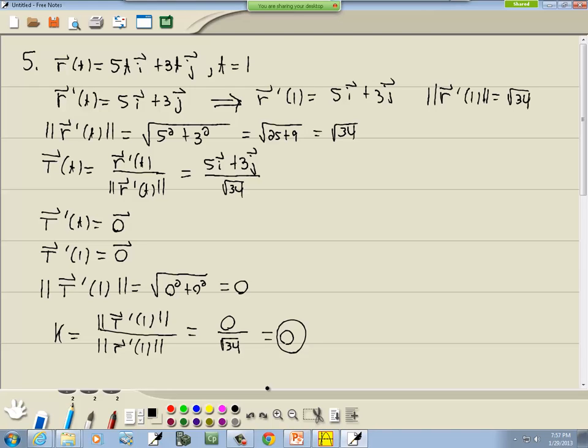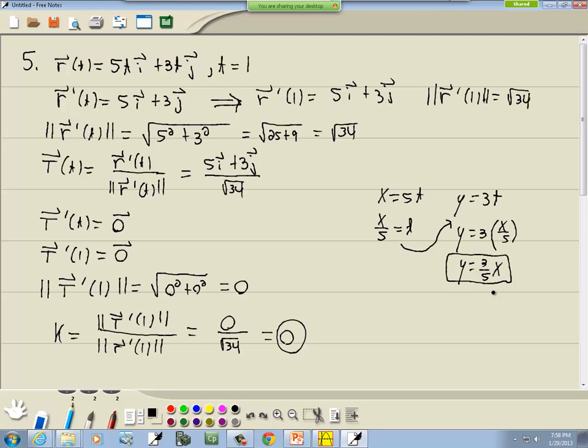You're sitting there, well, that's strange. Why would you have 0? Well, think what this is. If I set what's before i equal to x, so we have x is equal to 5t, and if I set what's before our j equal to y, we have y is equal to 3t. If I solve one of these for t, so this becomes x over 5 is equal to t, and then plug it into the other one, I'm going to get y is equal to 3 times x over 5. And so we get y is equal to 3/5 x. Think what this graph is. This is a line. It doesn't have any curvature, does it? It's straight. So coming up with k is equal to 0 makes perfect sense in this one.